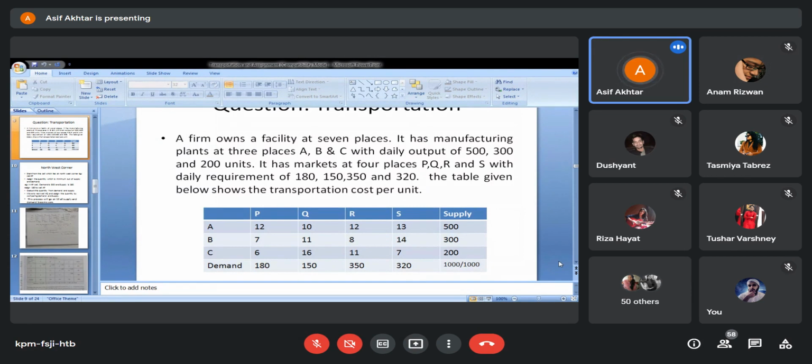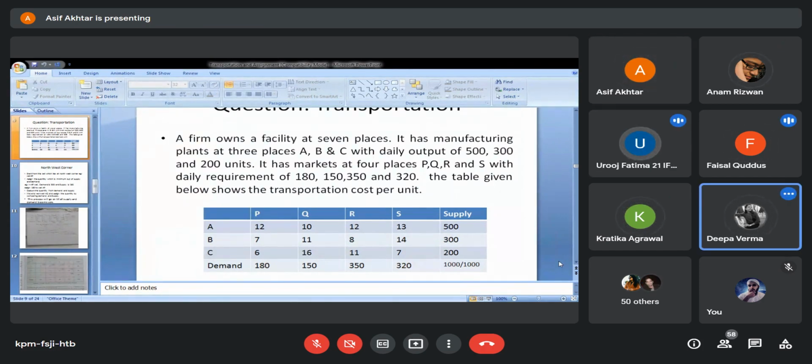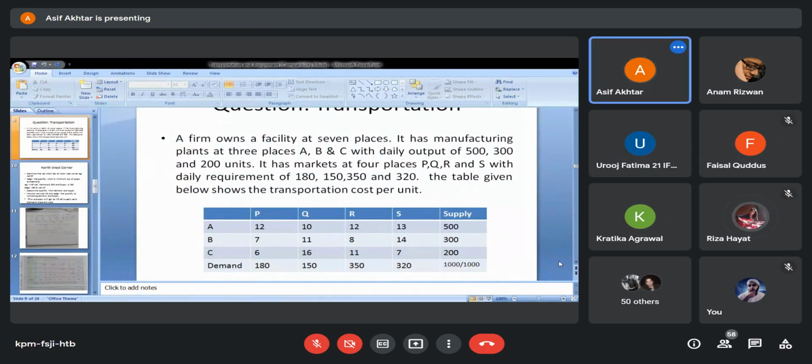Now, what do you mean by starting cell? Let us allocate the quantity. And the rule for allocating the quantity will remain the same. तो आप बताइए मुझे CP पे क्वांटिटी एलोकेट करनी है तो उसके कॉरेस्पॉन्डिंग सप्लाई कितनी है? 200. और उसके कॉरेस्पॉन्डिंग डिमांड कितनी है? 180. Which is smaller? 180. We allocate 180 and the moment we allocate 180, what would happen? This 180 will cancel out the demand to 0, and the remaining supply, 200 minus 180, will become 20.